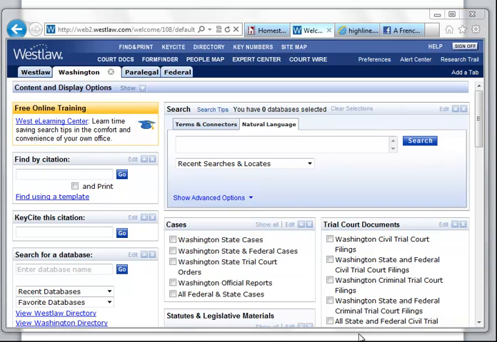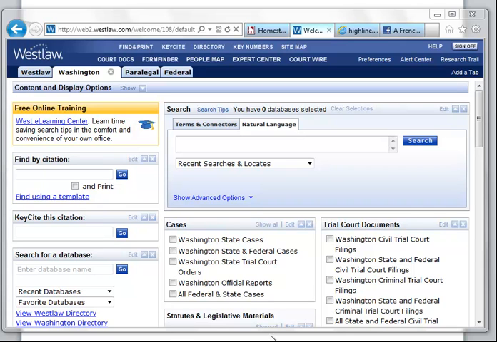Well, we see a lot of choices here on the Washington tab. We see Washington State cases, Washington State and federal cases. Given that this is a purely domestic issue of who owns an engagement ring, I would probably eliminate the federal cases. And the Washington State trial court orders does not apply. Those are generally non-published or unpublished orders that just don't apply. They're not precedential. They don't have appellate court power behind them.